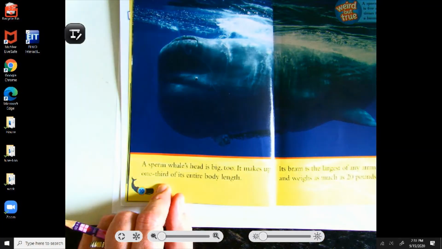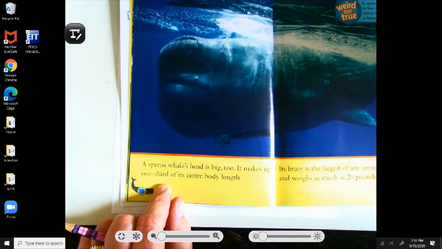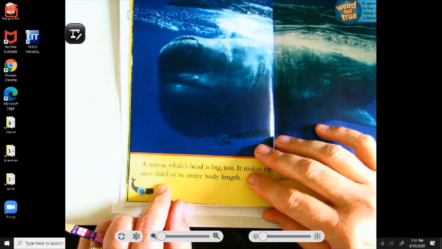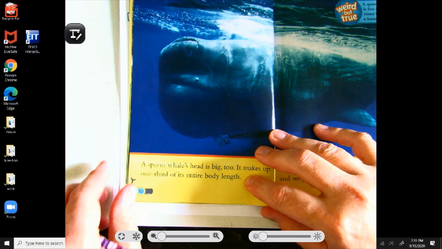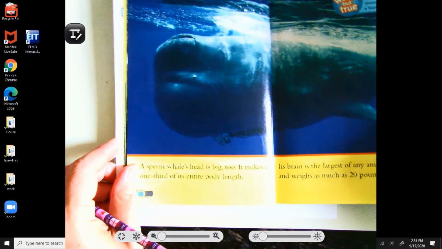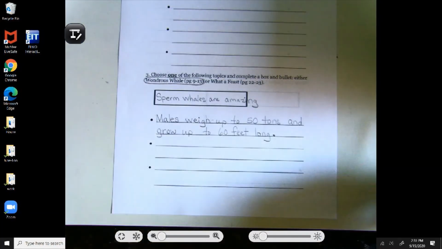So I, for example, am 6 feet tall. But if my head was 1/3 of my body, my head would be 2 feet tall. My head is not 2 feet tall. You could even measure that if you have a ruler or a tape measure and think, oh my goodness, could you imagine if your parent or grandparent or someone in your family's head was 2 feet tall? Interesting. So let's write that fact.